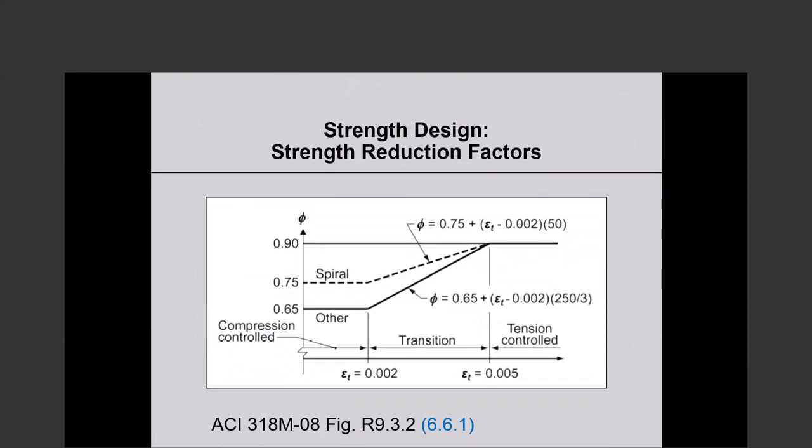Okay, we looked at the phi factors also yesterday. So if it is a tension control section, the phi factor is 0.9. If it's a compression control section, spirally reinforced 0.75, tied reinforcement 0.65, and between 0.002 and 0.005.